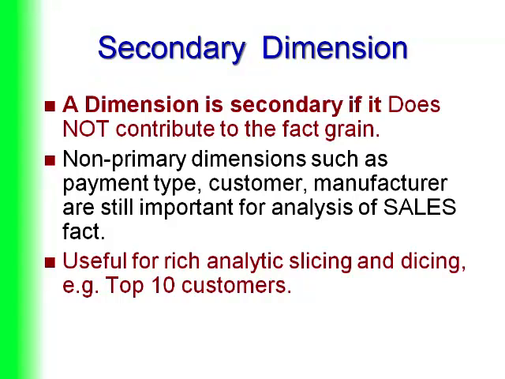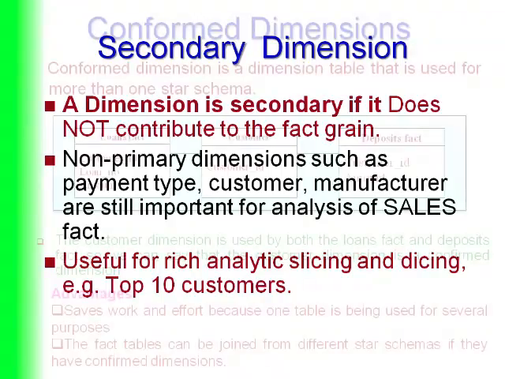customer, manufacturer are still important for analysis of sales fact. Their secondary dimensions are generally useful for rich analytic slicing and dicing. For example, top 10 customers or top 20 customers, top 5 products. In that situation, we consider the secondary dimensions.